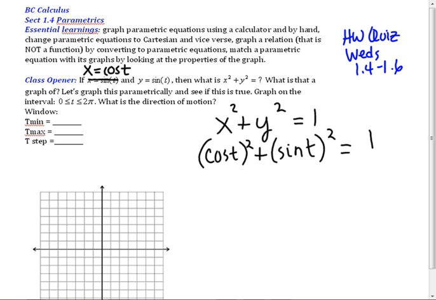I squared x, I squared y, and I added them up, and I got 1. So I know it's a circle. Cosine squared plus sine squared is 1.